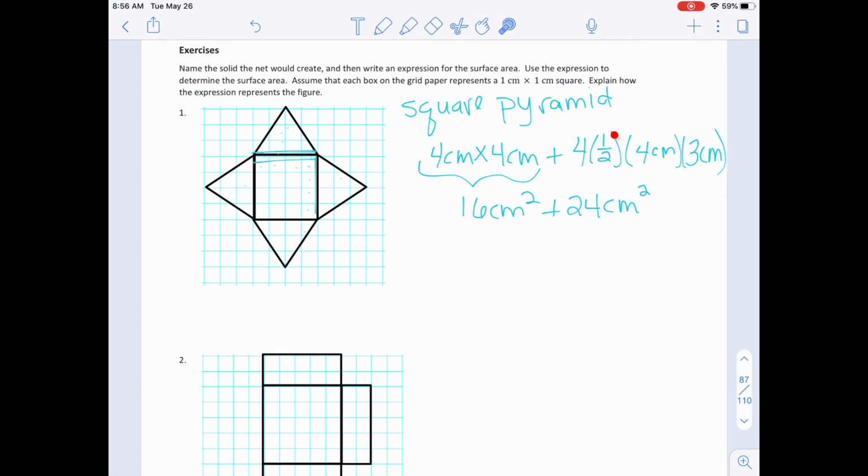Notice I didn't put any units on the 4 and the 1/2 because the 4 just tells me I have 4 triangles, so it's just repeated addition. The 1/2 tells me I'm just dividing this by 2 because it's a triangle, not a rectangle. These have units because 4 is my base and 3 is my height. These are measurements, so they should have units. 4 and 1/2 are not my measurements. So now I have to do 16 plus 24, which is 40 centimeters squared. So this square pyramid has a surface area of 40 centimeters squared.